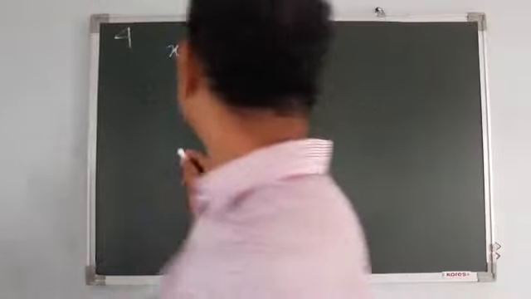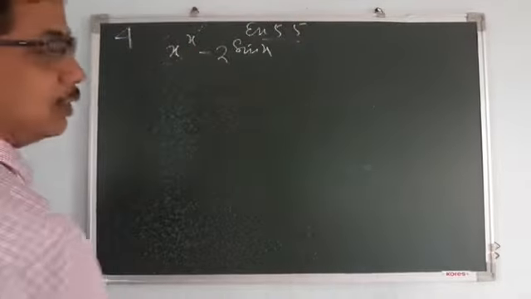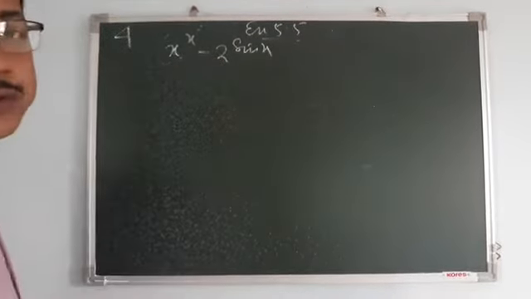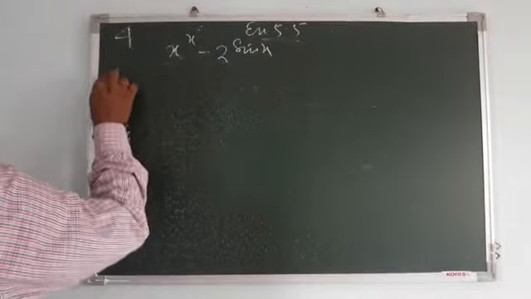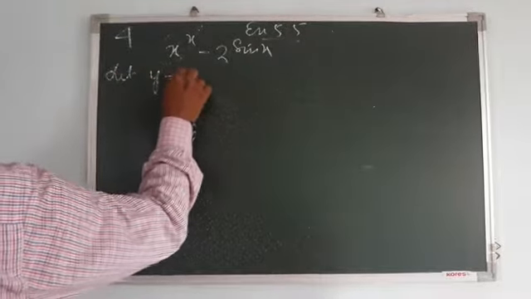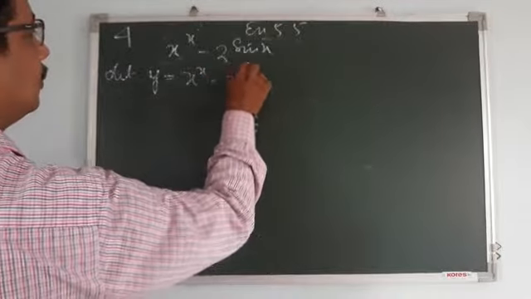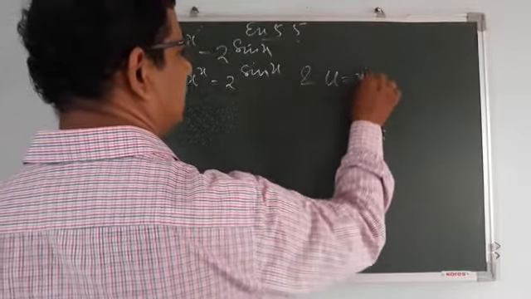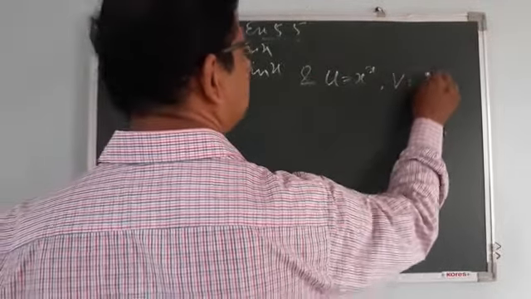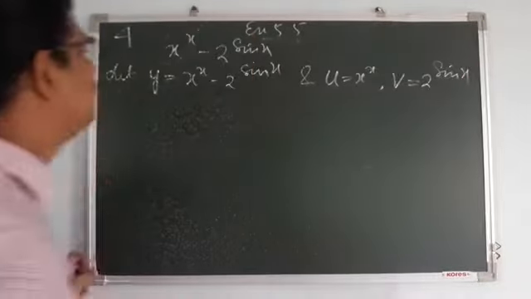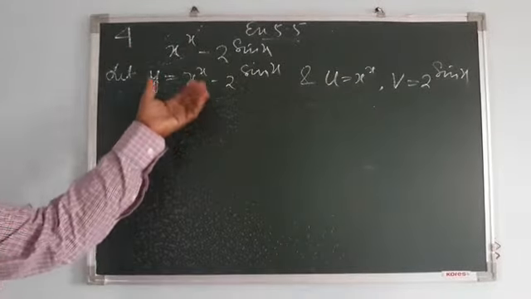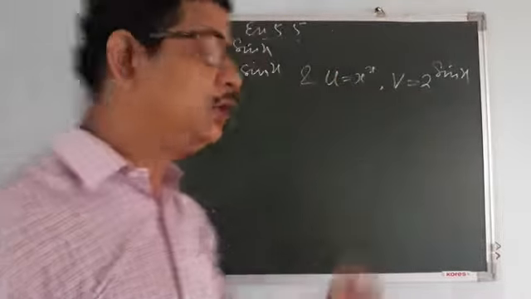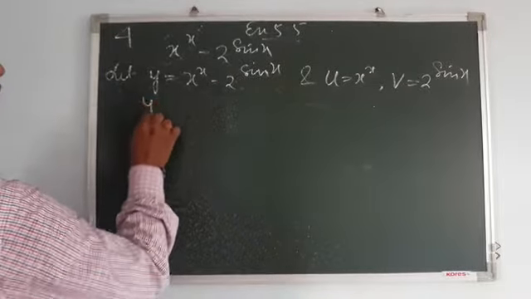Now students, you see that this is x to the power x and this is 2 to the power sin x. This we can do, but it's quite impossible directly. For that we will take let y is equal to x to the power x minus 2 to the power sin x, and u is equal to x to the power x, v is equal to 2 to the power sin x. So what will be the value of y?